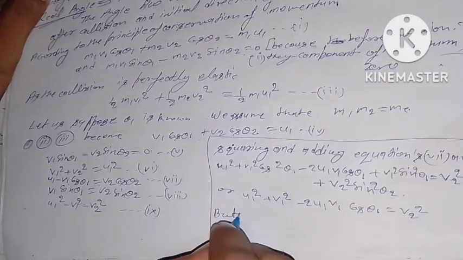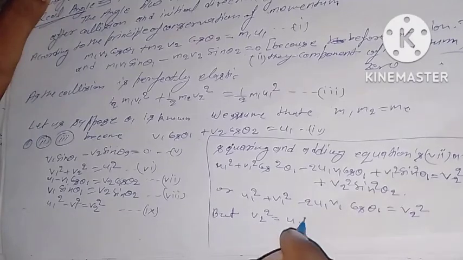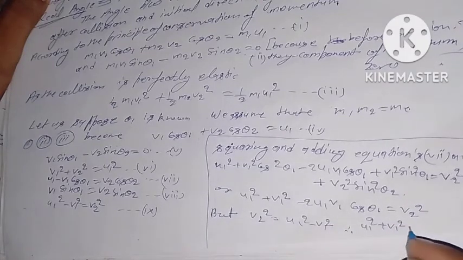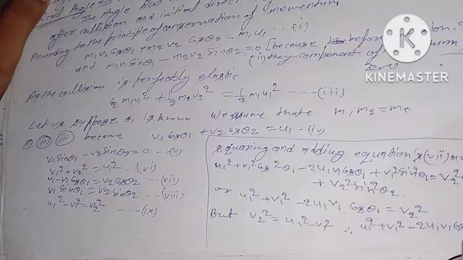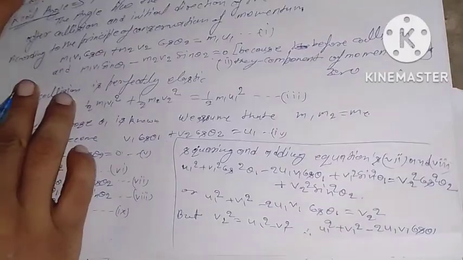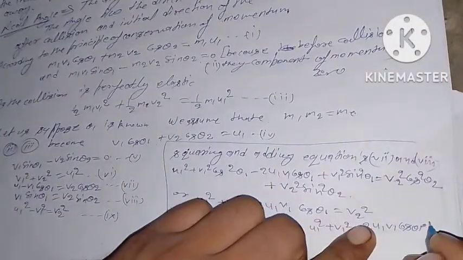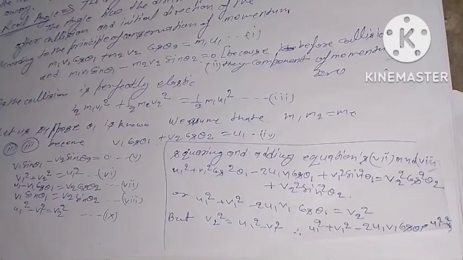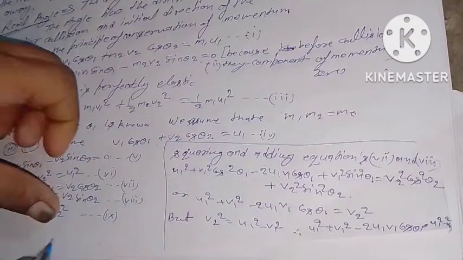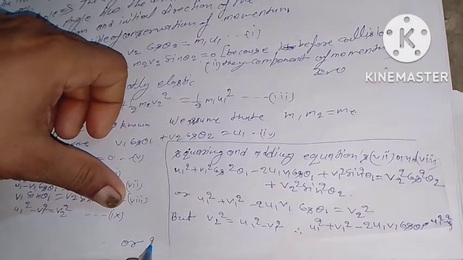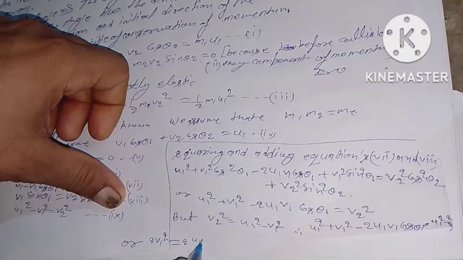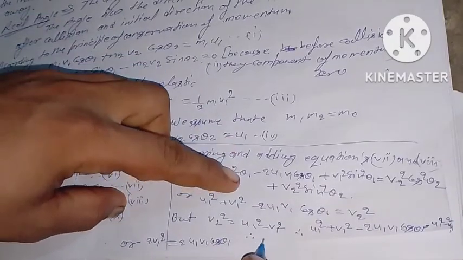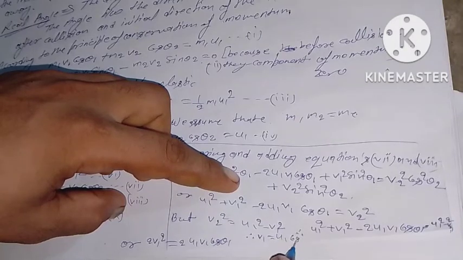But b2 square equals u1 square minus b1 square. So u1 square plus b1 square minus 2u1 b1 cos theta 1 equals u1 square minus b1 square. Or 2b1 square equals 2u1 b1 cos theta 1.